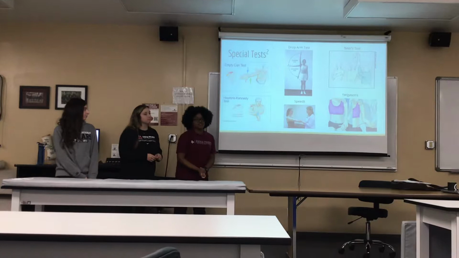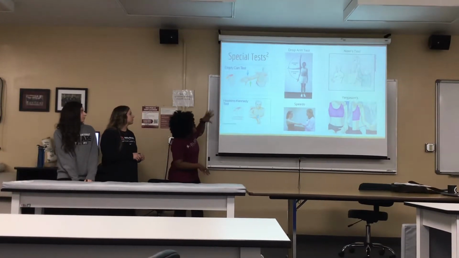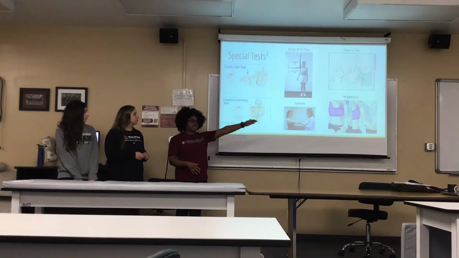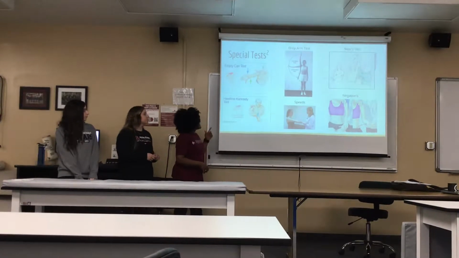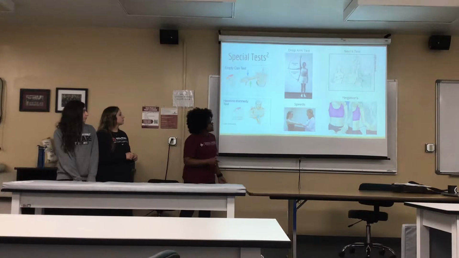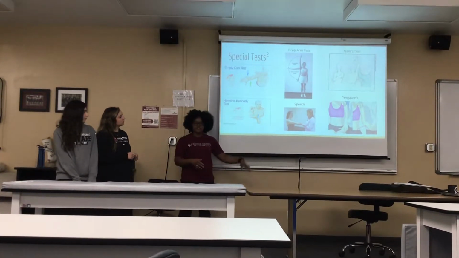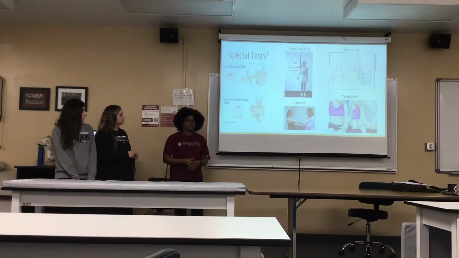Some special tests you can use for shoulder impingement include the drop arm test. Remember, it's going to be a controlled drop until they get to 90 and then it's just going to be uncontrollable. As well as the empty can test, the Hawkins-Kennedy, the Neer's test, Speed's test, and Yergason's. We included Speed's and Yergason's because although they focus on biceps tendinopathy, you can still use them in impingement testing.